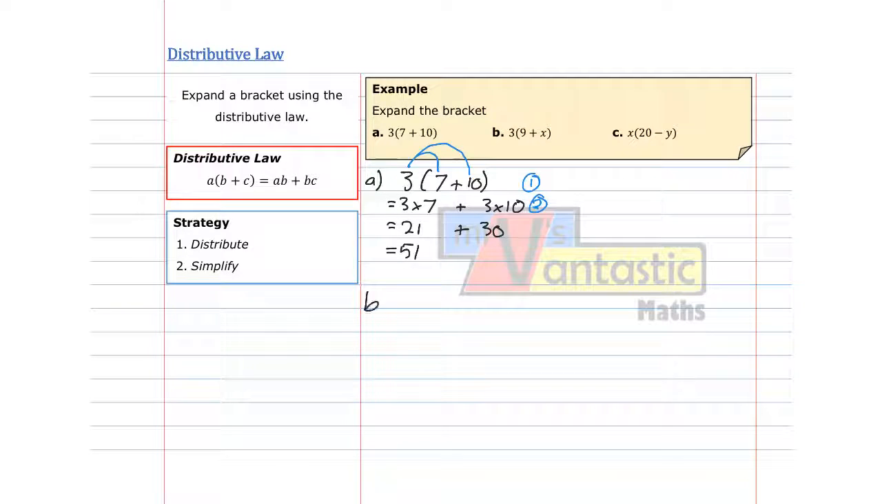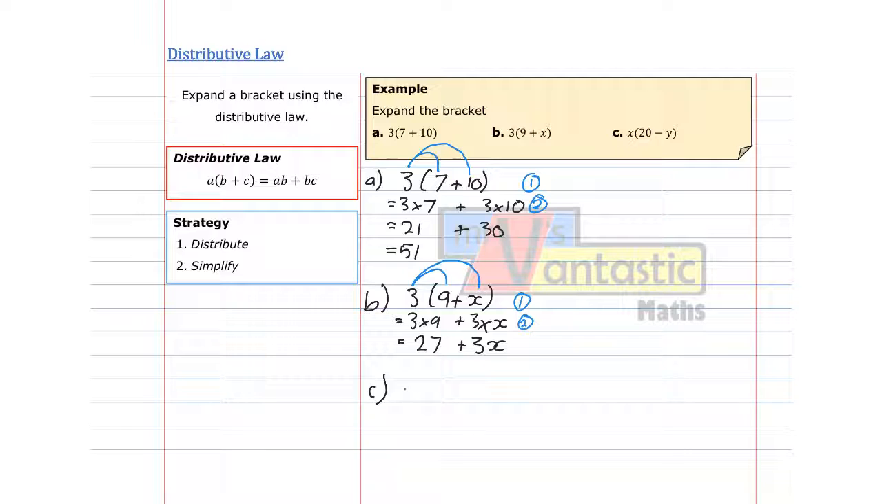Alright, let's look at B. We want to expand 3 into the bracket 9 plus x. So again, we'll start by distributing 3 times 9 and 3 times x, which will give us 3 times 9 plus 3 times x. And when we then simplify that expression, we are going to get 3 times 9 is 27 plus 3x. And we can't simplify that anymore.